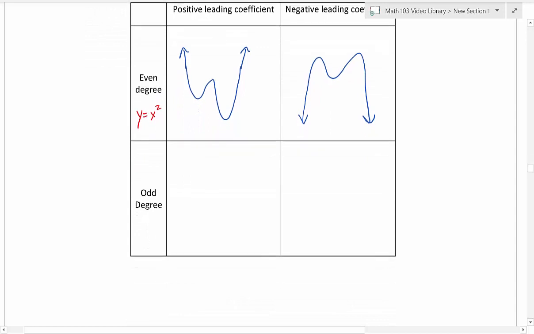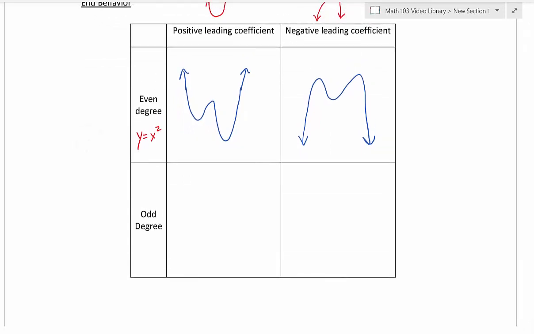Now let's talk about odd-degree polynomials. The most basic odd-degree polynomial we know is y equals x. When the leading coefficient of a line is positive, that means the slope is positive and the graph is going to point up from left to right. Comes in from the bottom, out the top. Any line with a negative leading coefficient, which would be a negative slope, points down from left to right. Notice that it enters from the top and exits out the bottom.